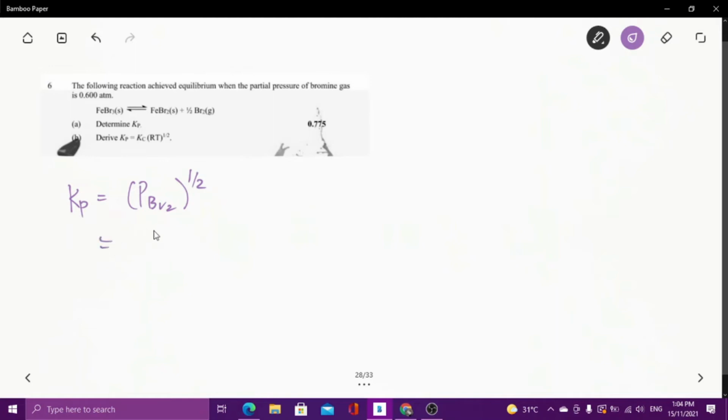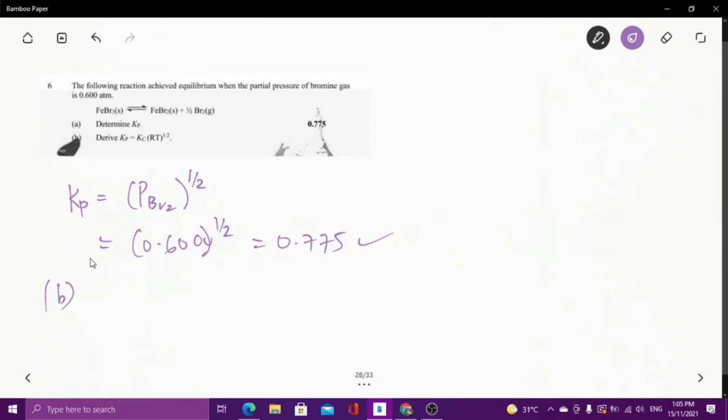So dia dah bagi partial pressure, so just masukkan nilai dia 0.600 atm to the power of half. So anda sepatutnya dapat 0.775 directly. That's the answer. Okay, so very simple. Tapi yang soalan B pula. Okay, so soalan B kat sini, they ask us to derive the Kp in terms of Kc RT to the power of half. Okay, so macam ini.